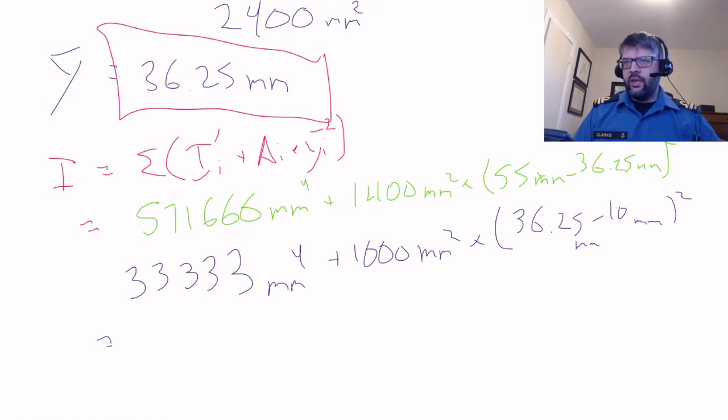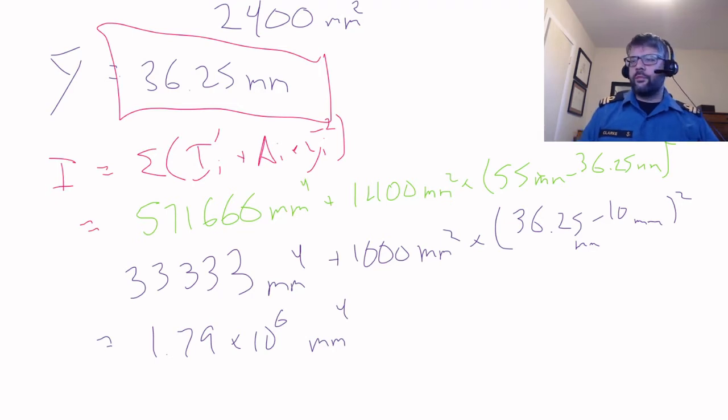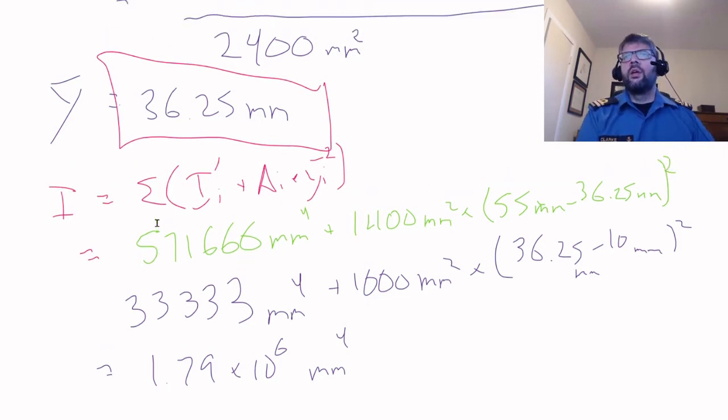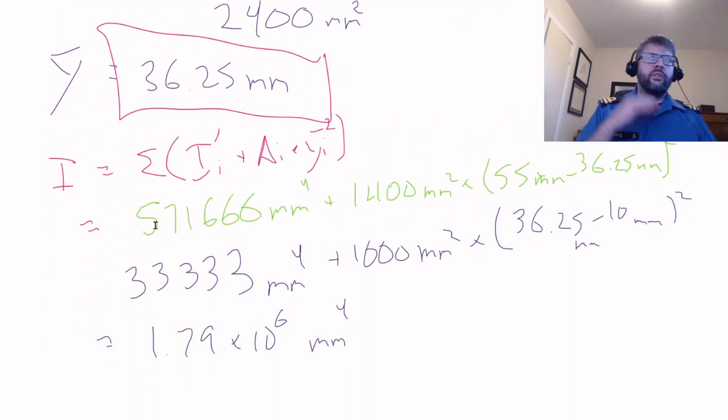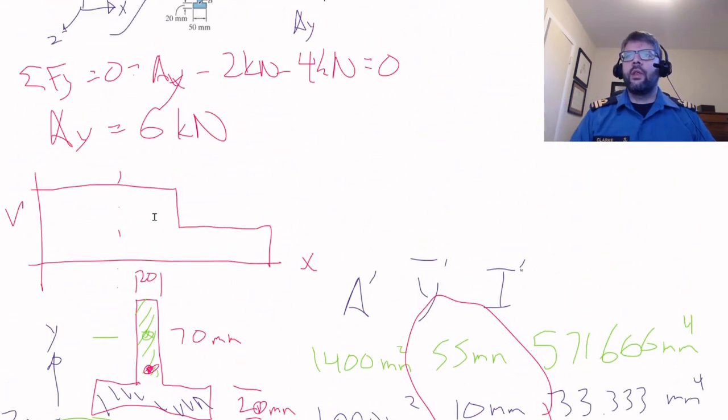So that gives me a value of 1.79 times 10 to the 6 millimeters cubed. Okay, so we got our I now, and we got the location of our centroid relative to the bottom there.